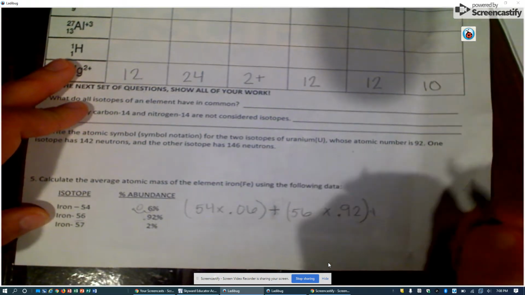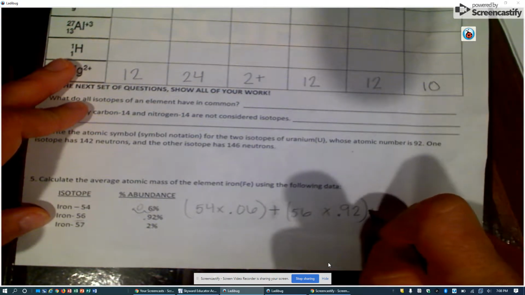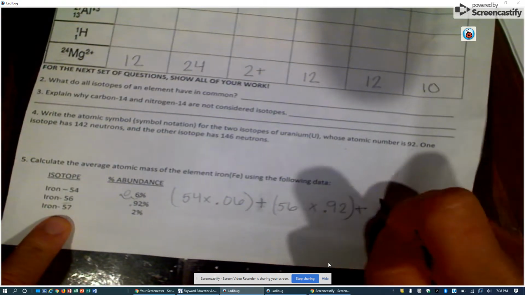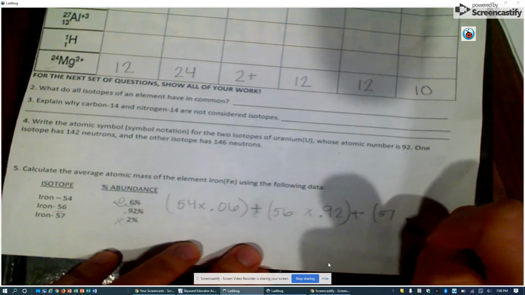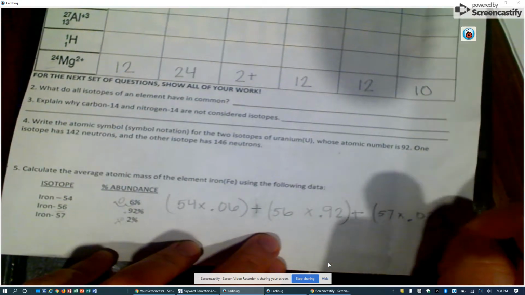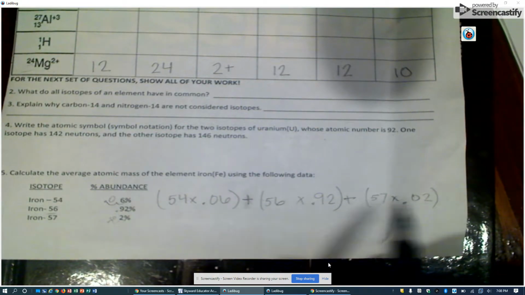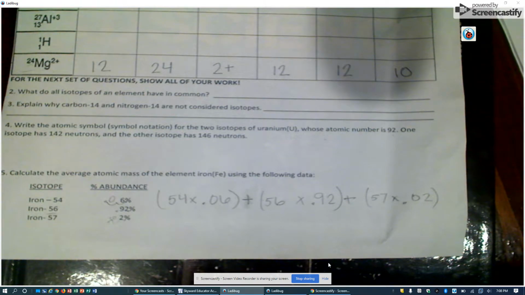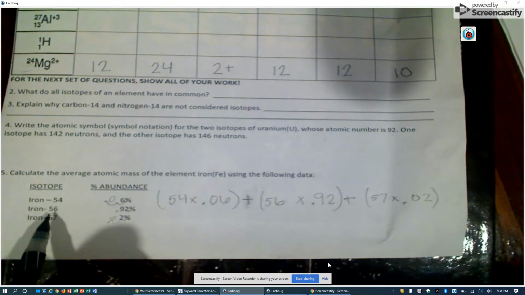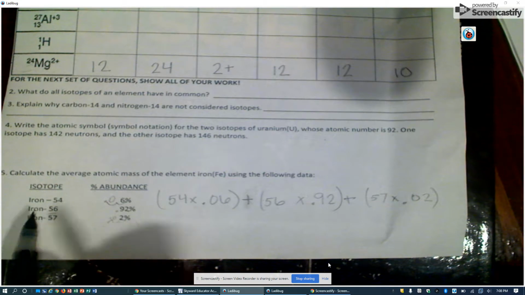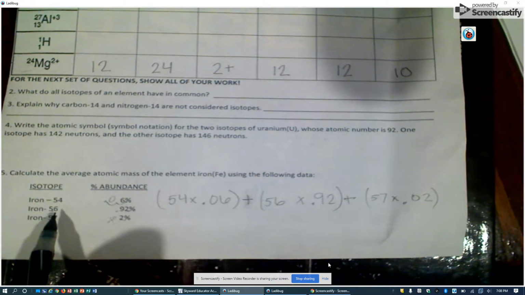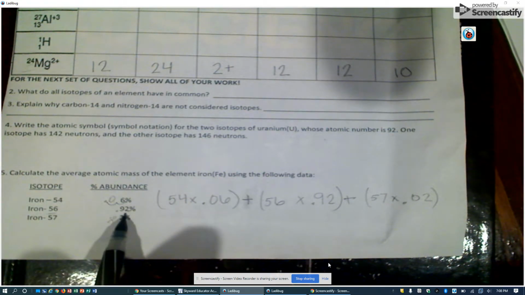So then we add 57 times, remember, move our decimal 2 places to the left, 1, 2, times 0.02. To solve this then, you multiply all of these together and then you add them up. Your number should be really close to 56. Okay, so I'm going to have you do that on your own. So your number should be really close to 56 because we find it at such a high percentage.